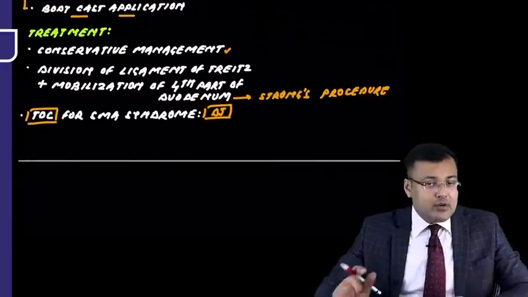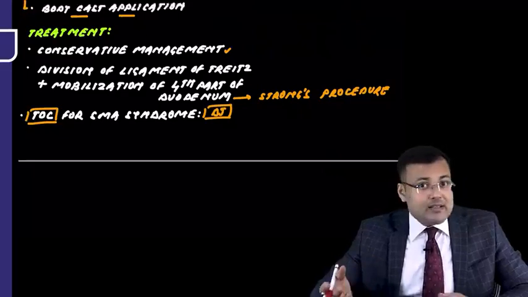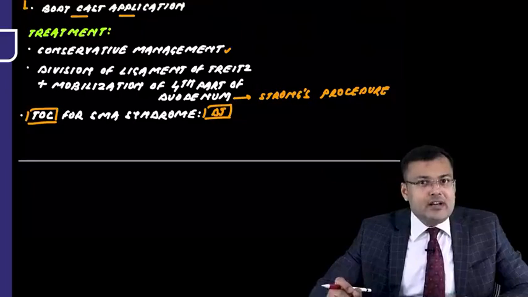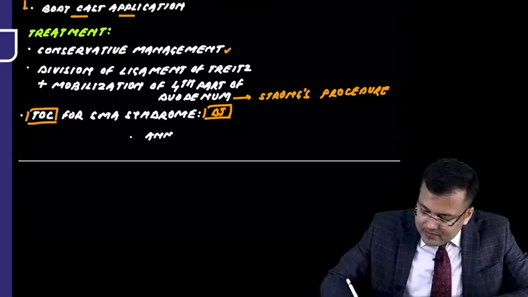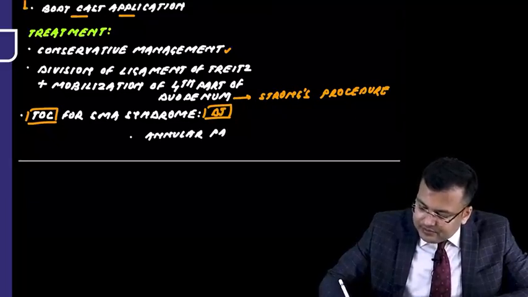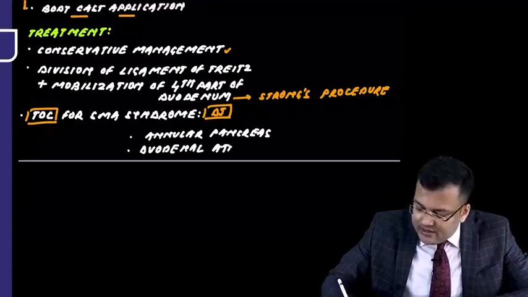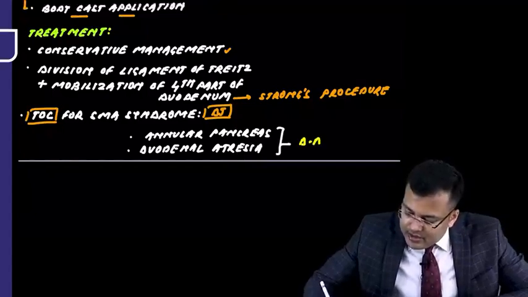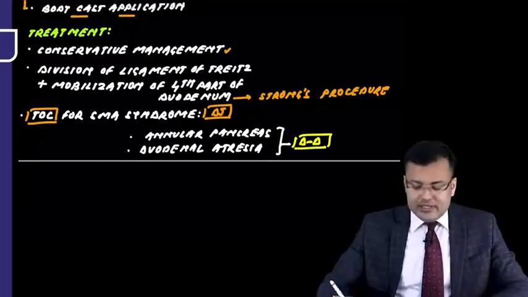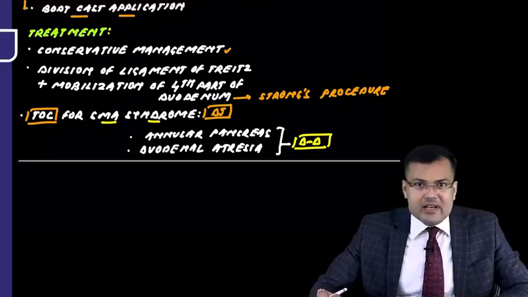We discussed two other topics: duodenal atresia and annular pancreas. In annular pancreas and duodenal atresia, the treatment of choice is duodenoduodenostomy, DD. So you have to remember: DJ is the treatment of choice in superior mesenteric artery syndrome; DD is the treatment of choice in annular pancreas and duodenal atresia.